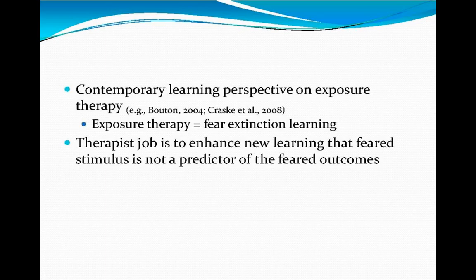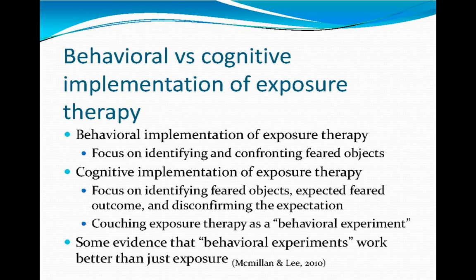Okay, and there are two ways that we can go about implementing exposure therapy. The traditional way of doing exposure therapy focuses just on identifying the feared objects. You identify the feared objects and you confront them, and you let everything else happen as it will. So if there are anxious beliefs or anxious associations, you let those take care of themselves. You don't focus on any thoughts or beliefs. You just focus on identifying the feared objects and confronting them.